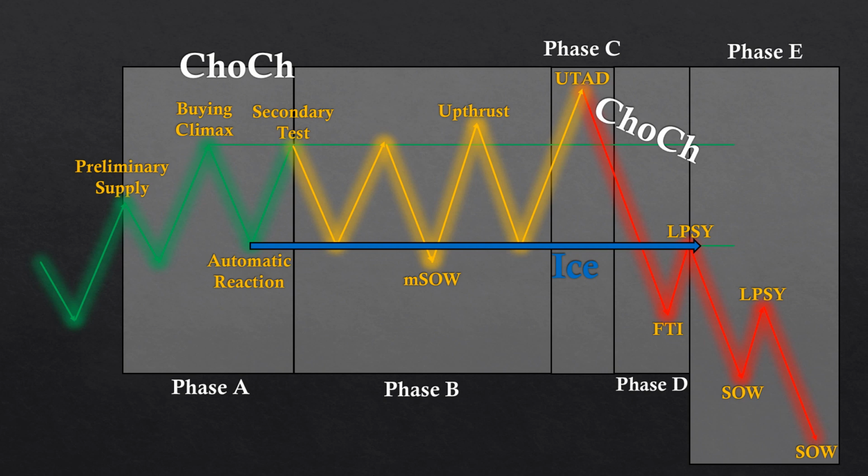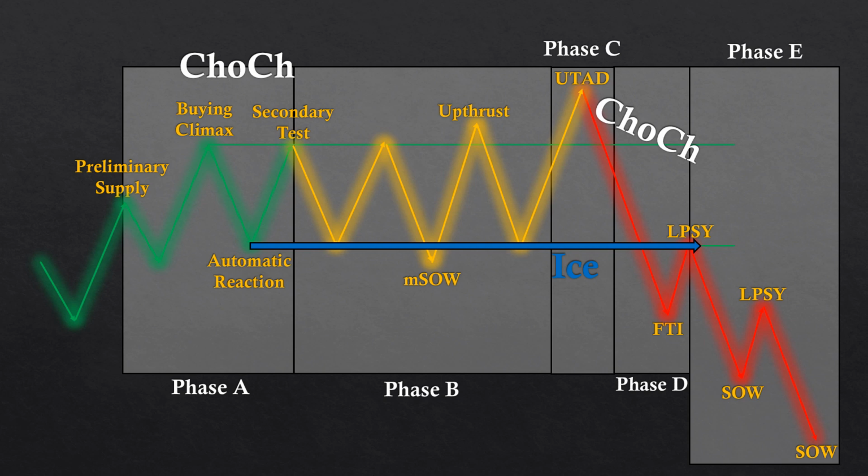Phase A will be composed by the preliminary supply, the first attempt of the smart money to absorb demand, the buying climax, which is the climatic buying volume that ends the uptrend, the automatic reaction, which is a downward price movement that is qualitatively different than the previous counter trend moves and shows a new interest in the opposite direction of the current trend, and the secondary test, which will test the degree of demand at the same price level of the buying climax. The secondary test closes phase A and opens phase B.